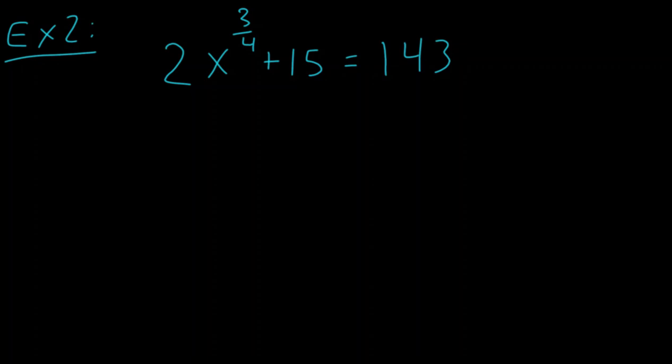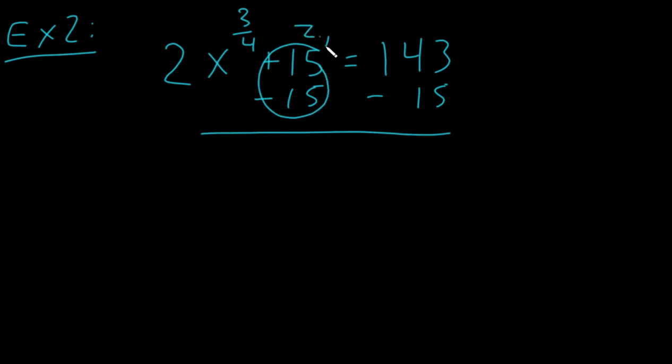And of course, in this case, we want to get rid of the addition first. So what is the opposite of plus 15? Well, that would be minus 15. And what we do to the left of the equation, we have to do, of course, to the right. So we've created a zero pair. Those are gone. We now have 2x to the 3/4 is equal to, and what is 143 minus 15?